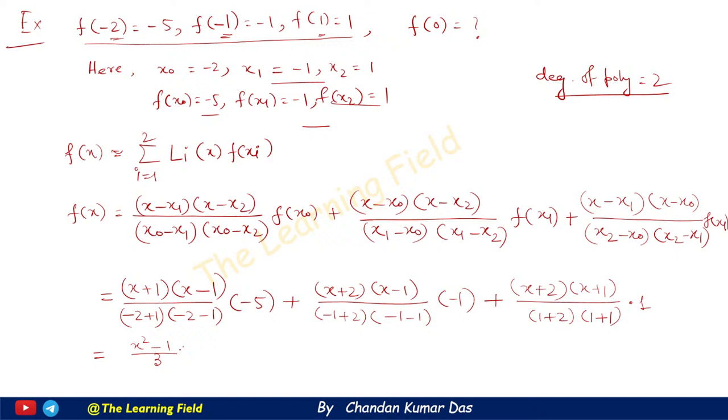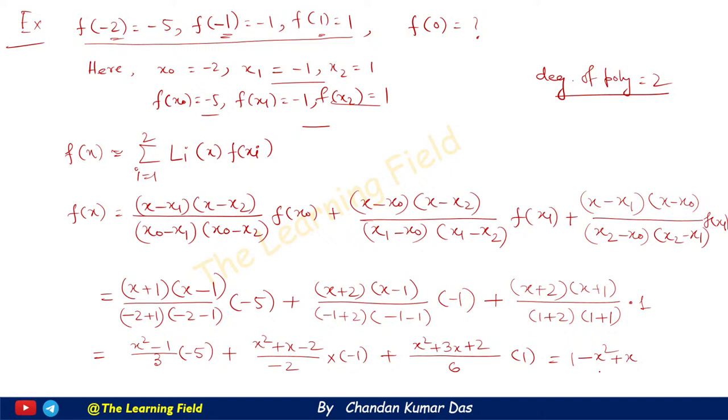Then the next value is (x² + x − 2) by (−2) into (−1), plus the next value is (x² + 3x + 2) by 6 into 1. So, this is the total value. If we calculate, then we can write the final answer: 1 − x² + x. So, this is the polynomial.